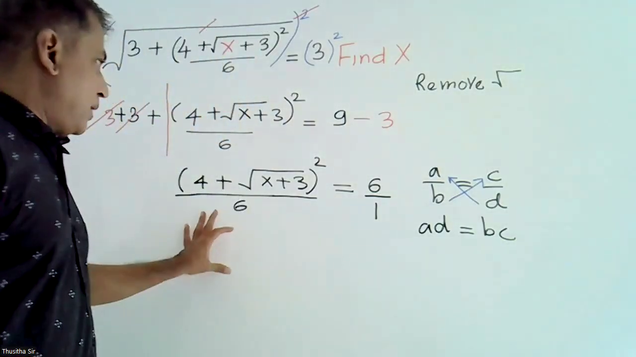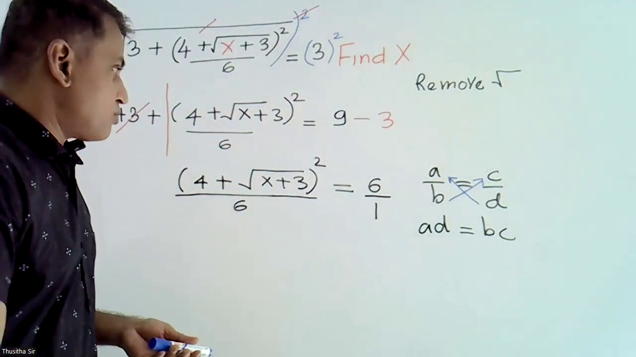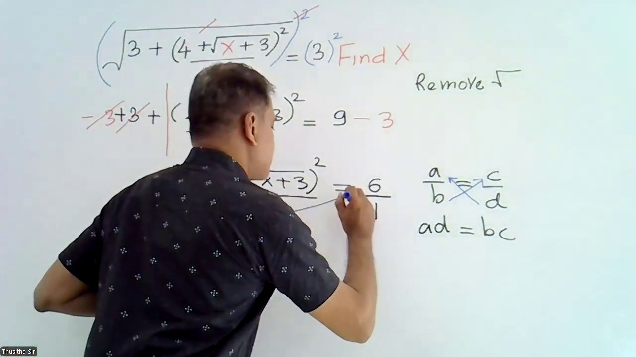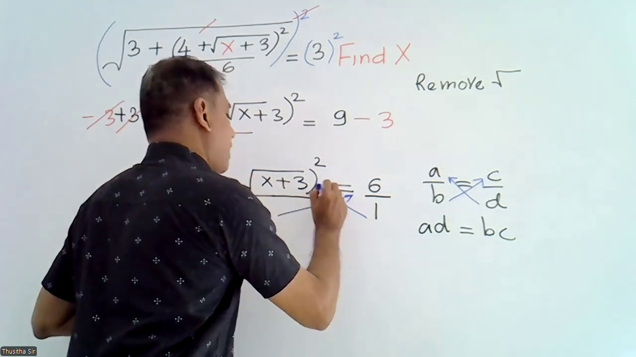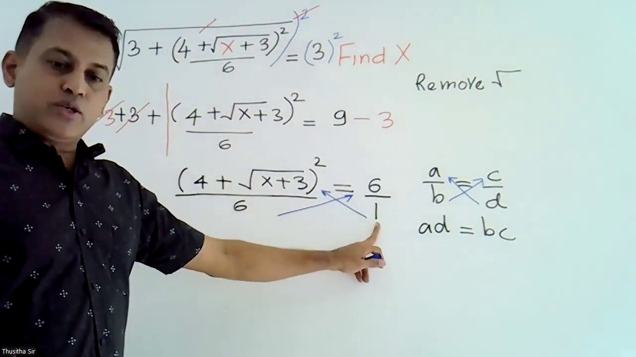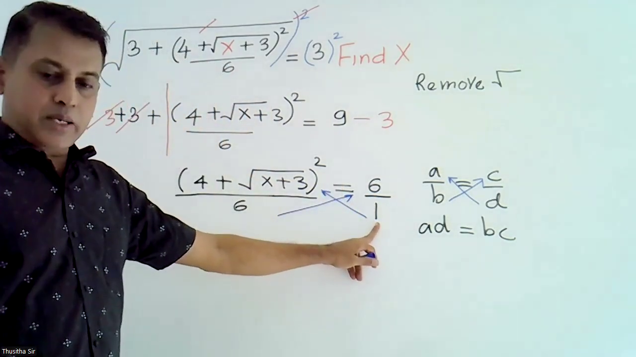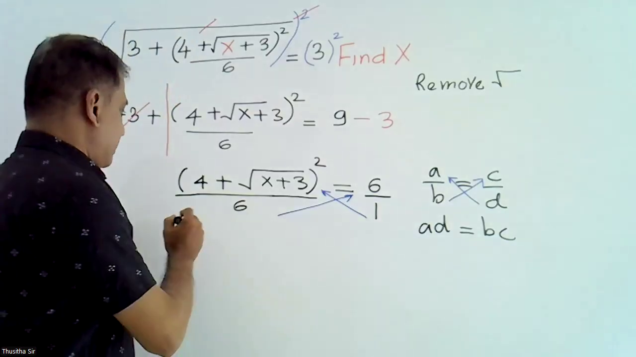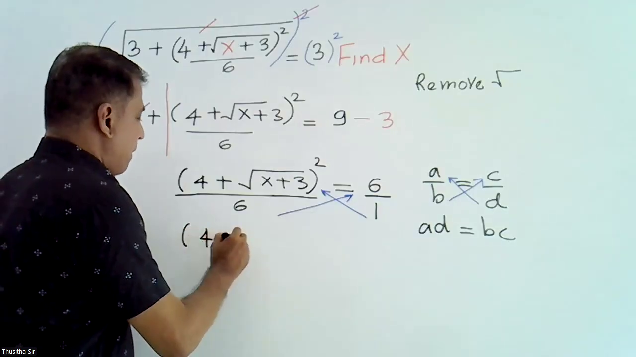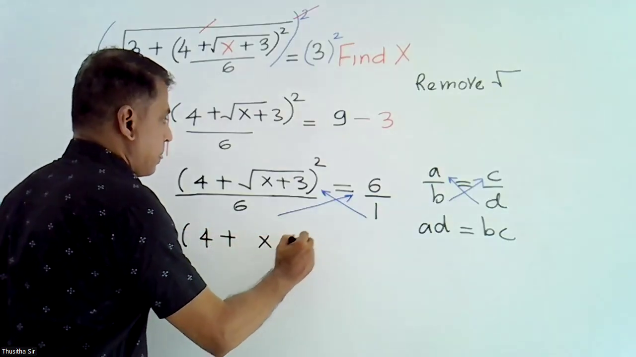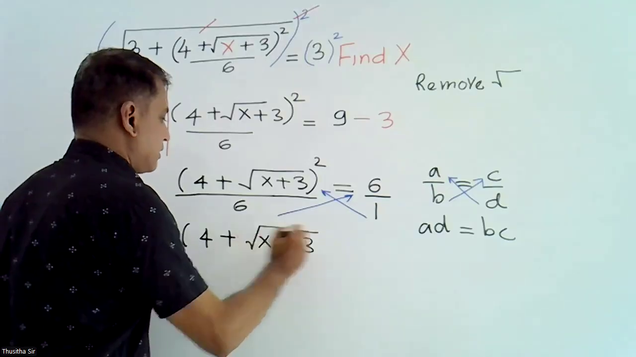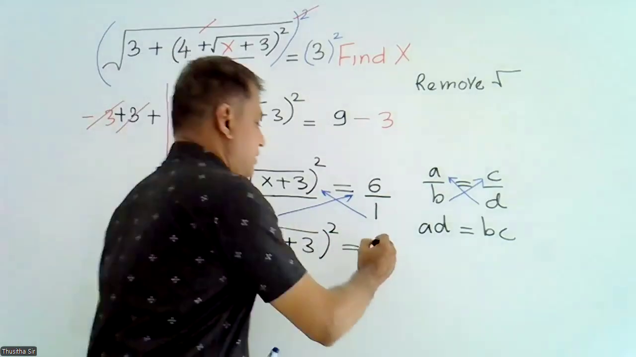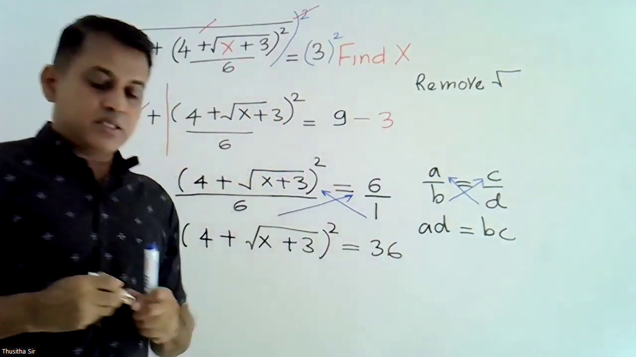So now the same principle I can apply here. I can do cross multiplication. So here I can multiply 6 by 6, and I can multiply this with 1. If I multiply by 1, it is the same, right? There's no value change. It is exactly the same. So I can write here 4 plus x plus 3 squared equals 6 times 6, which is 36.